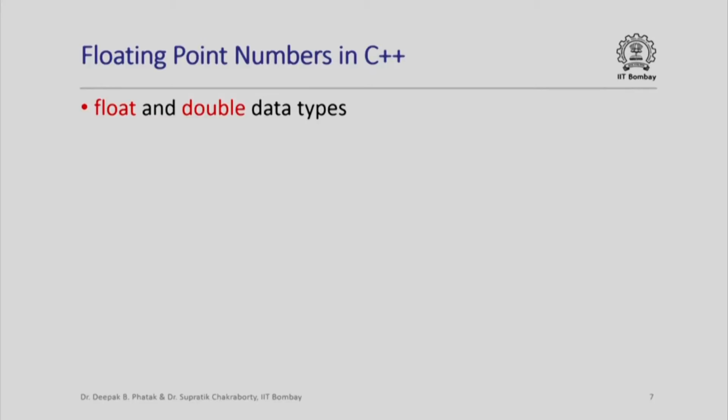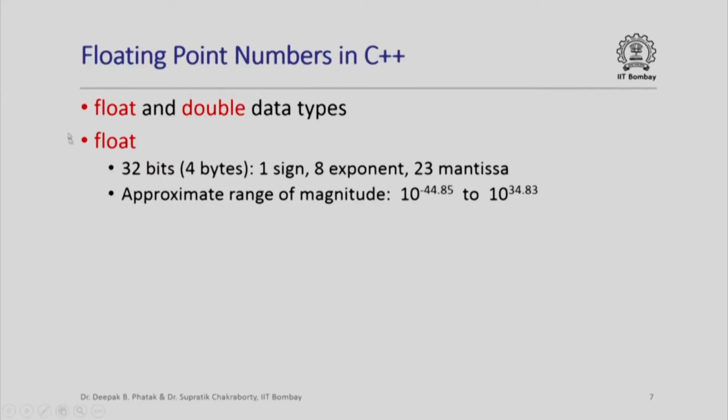There are 2 data types called float and double. Float basically is 32 bits for representing a floating point number. 32 bits can also be thought of as 4 bytes, of which 1 bit is reserved for storing the sign of the number, 8 bits are reserved for storing the exponent, and 23 bits are reserved for storing the mantissa in the normalized form. And the approximate range of the magnitude of floating point numbers that you can represent goes from 10 raised to minus 44.85 to 10 raised to 34.83.